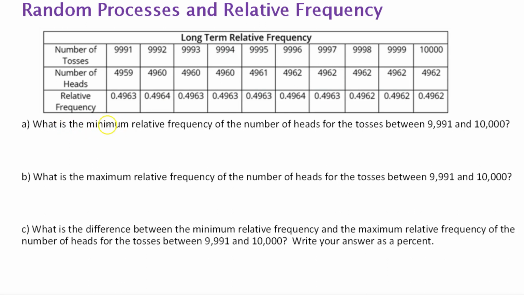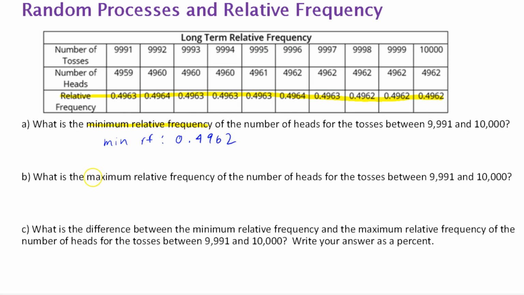What is the minimum relative frequency of the number of heads for the tosses between 9,991 and 10,000? So our chart, here's relative frequency. Now these will take a little more careful looking. They're all 0.49. Then we have 6.3, 6.4. Here we have some 6.2s, so that's going to be our minimum. So min RF is 0.4962.